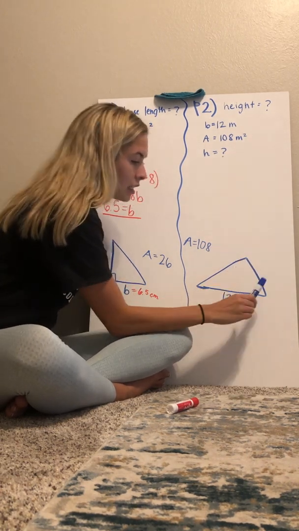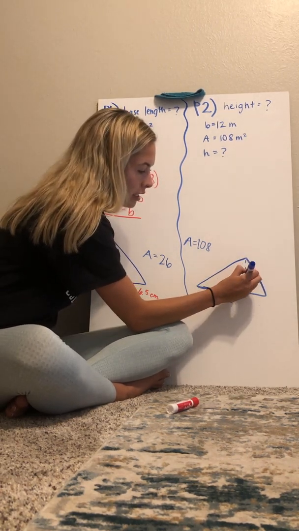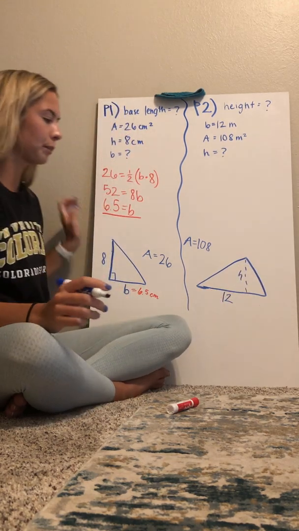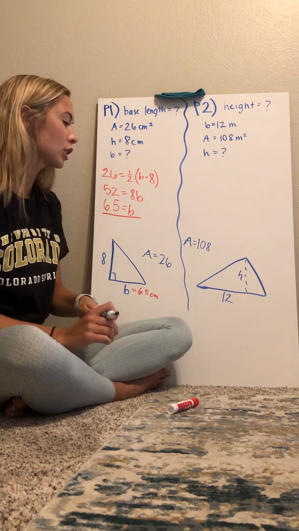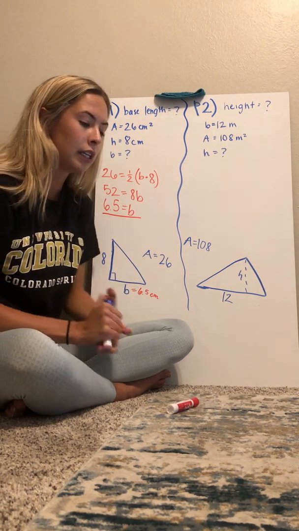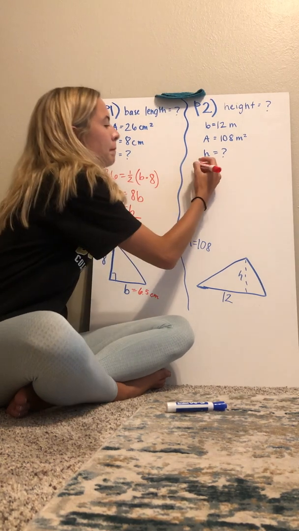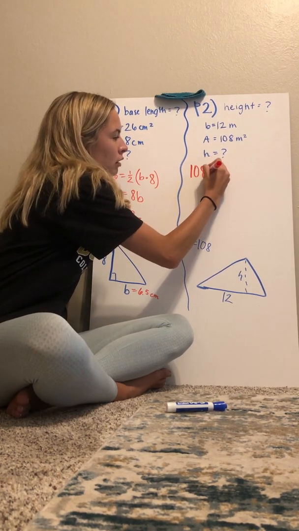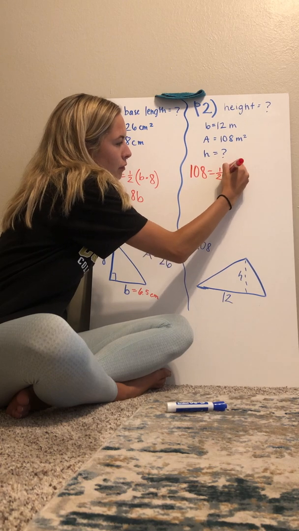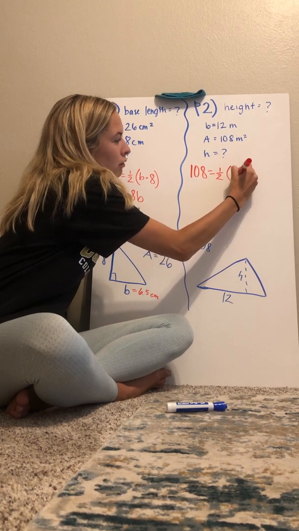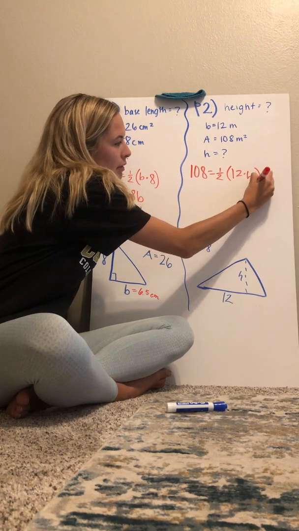Our height in this case is not one of the sides, but it is this dashed line right in the middle. And this is our H, which is unknown. So now we're going to use what we do know and plug it into our formula. So our area, 108, equals 1/2 base times height, so 12 times H.